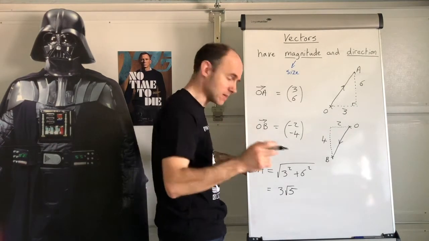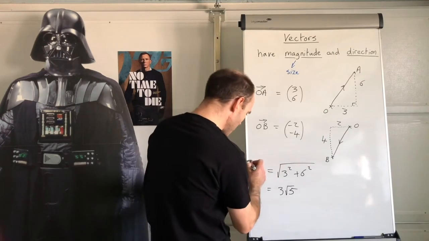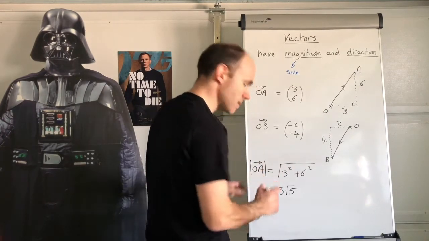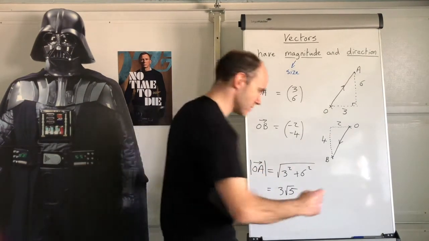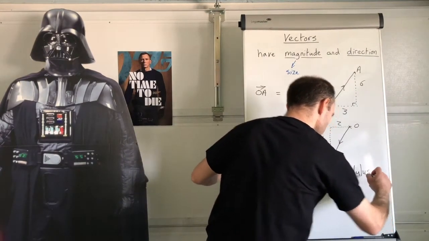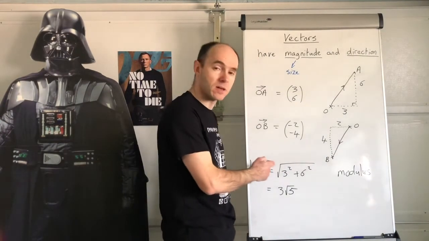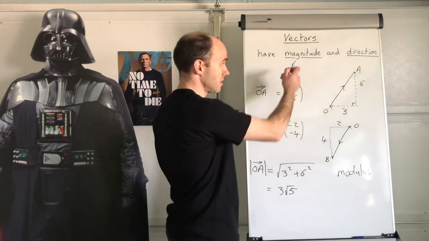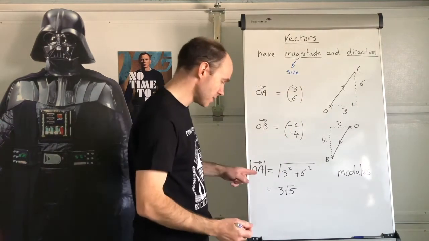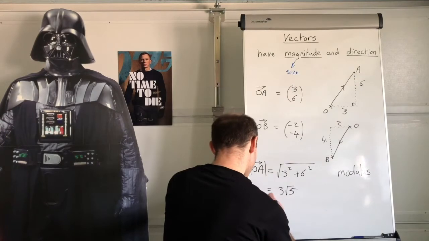Or alternatively this, okay? I'm going to write down OA, and the symbol we use for magnitude is this. They're called modulus brackets. Let me write that word once for you. They're called modulus brackets. They sometimes mean absolute value, okay? But in this case, they mean the magnitude, which is the size or the length, okay? So that, okay?